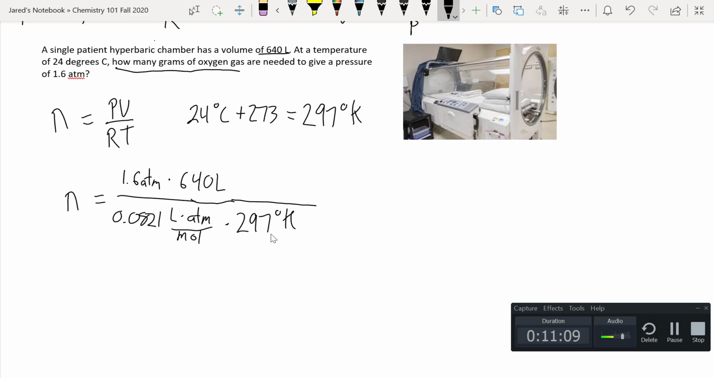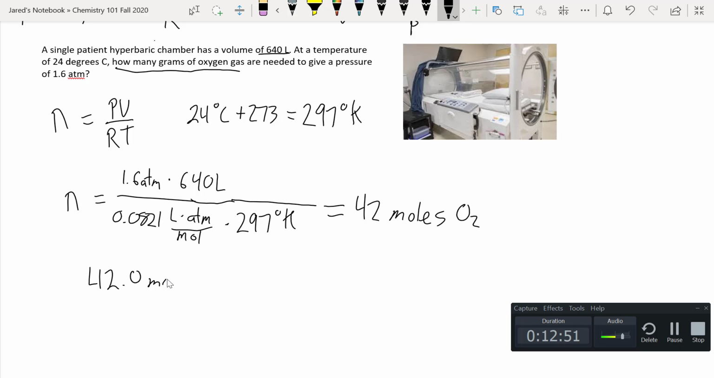And when we do that, we come out with 42 moles of O2. So we've used the ideal gas law to figure out how many moles of O2 we would need to put into the hyperbaric chamber, but that's not what we need. We need the number of grams of oxygen gas to put into the chamber. So we can then go ahead and convert moles to grams.